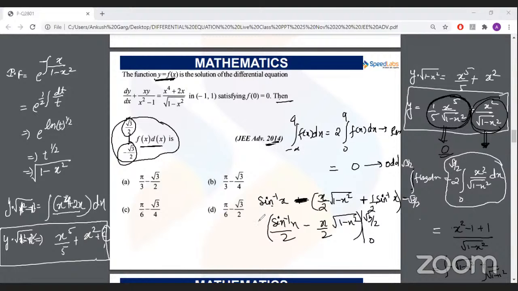And again you have to multiply with a 2. Here 2 times was running everywhere, so this 2 will get cancelled. Now putting root 3 by 2, sine inverse root 3 by 2 will be pi by 3, minus root 3 by 2 into under root of 1 minus 3 by 4, that will be 1 by 2 simply. On putting 0, both the terms will be 0, so it comes out to be pi by 3 minus root 3 by 4. That is option number B. So the answer is option number B.